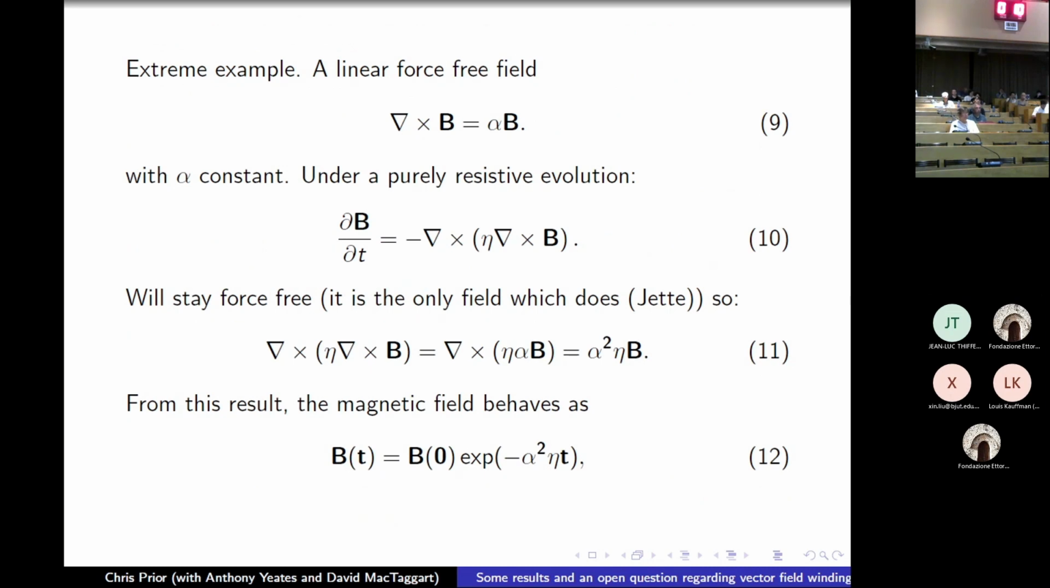And I'll give you an extreme example to try and convince you. So David found this example, and I think it's just fantastic. We're now going to look at quite a specific field, which is very common to fluid dynamics and magnetic field theory, which is this linear force-free field, or this is a non-integrable field.